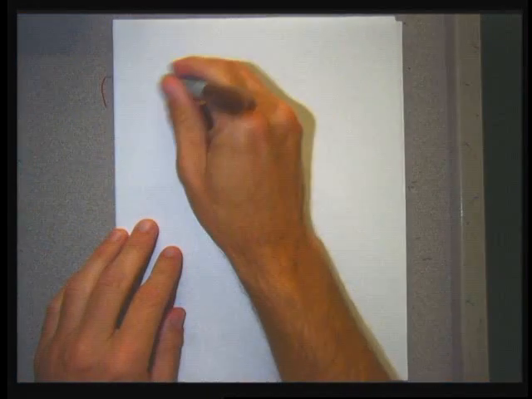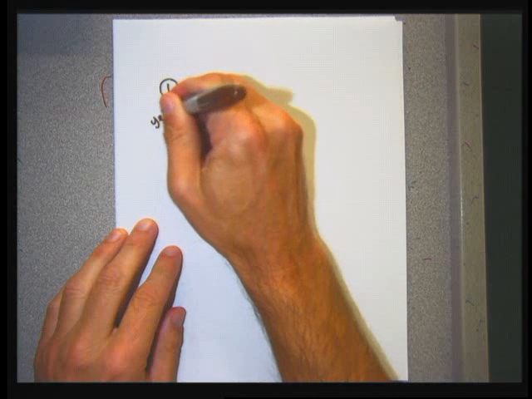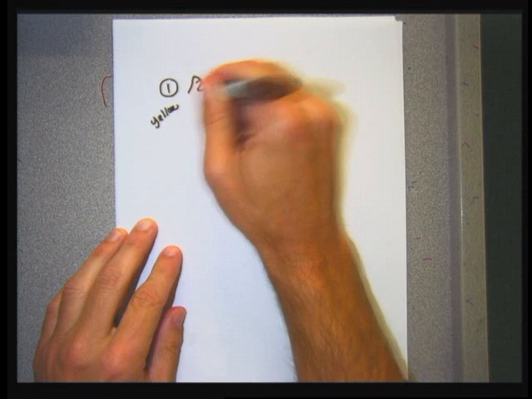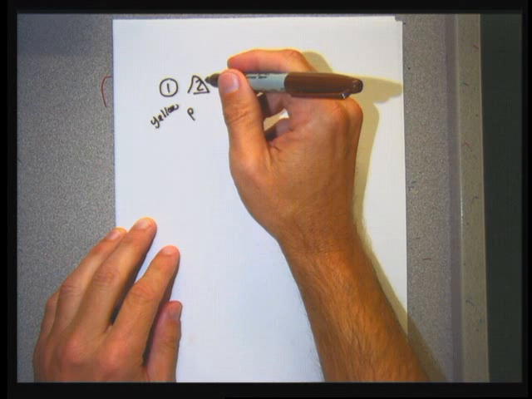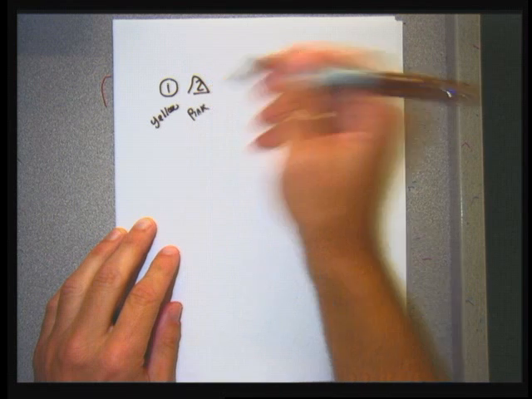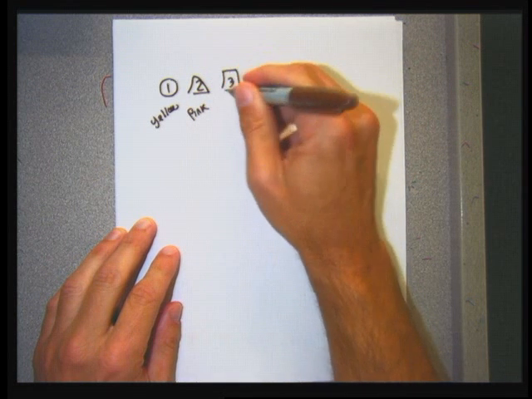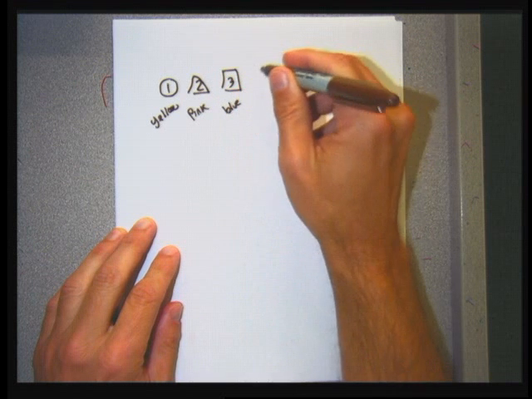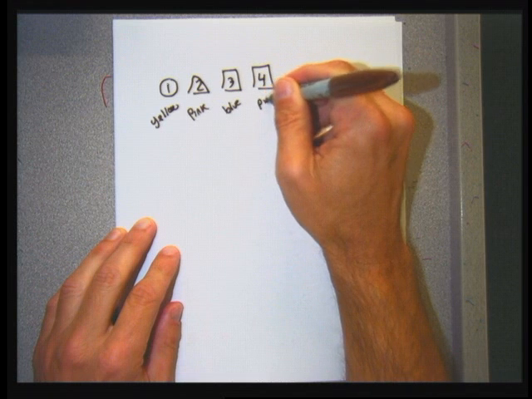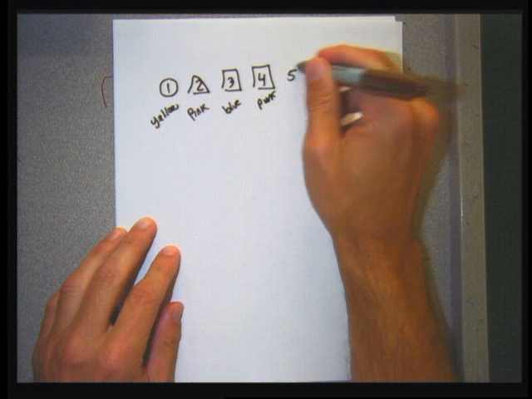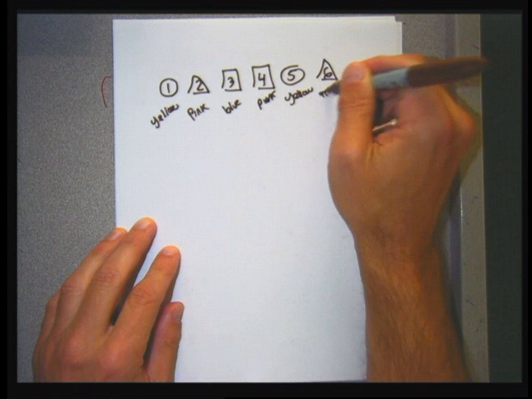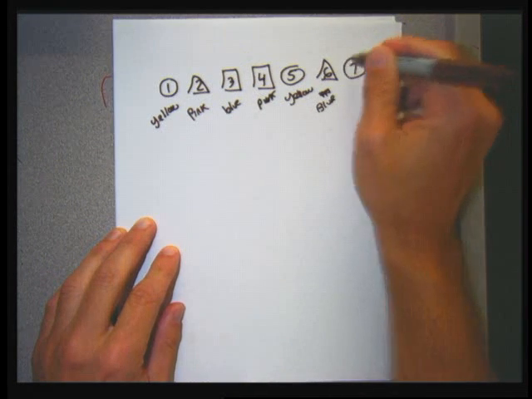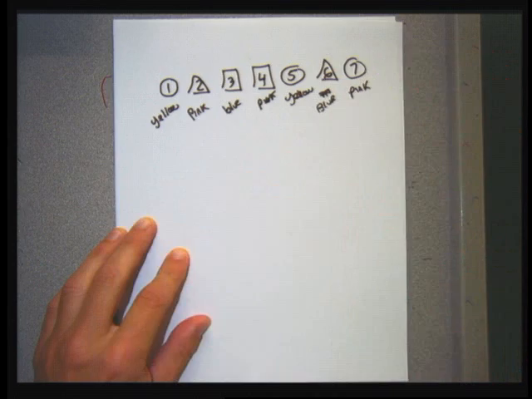So let me organize my information the best I can. Right here I have the number 1, which is yellow and in a circle. 2, I guess is pink, or maybe the author's going to call that red. I'm just going to call it pink, and it's in a triangle. And then 3 is blue, and it's in a square. And then the 4 is pink, and it's in a square. 5 is yellow, and it's in a circle. 6 is blue, and it's in a triangle. And the 7 is pink, and it's in a circle. So I'm going to pick one of these at random.